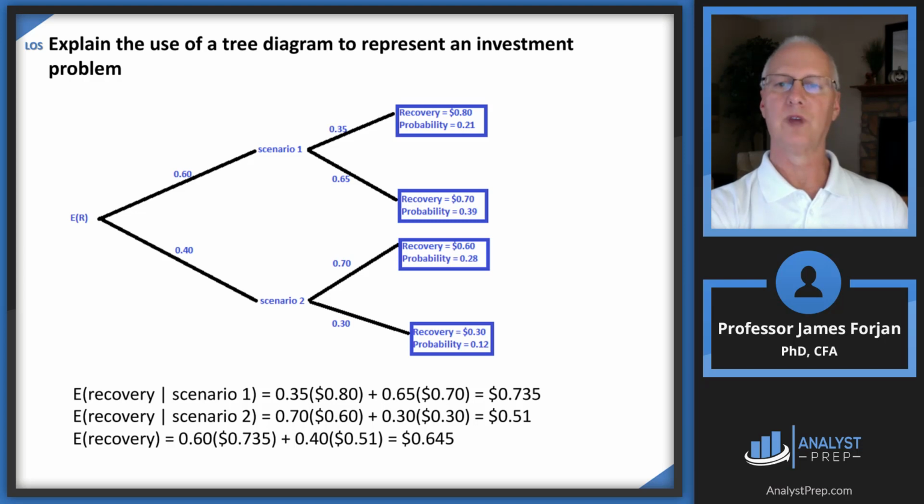All right, so to do this step by step, like the study guide shows you, let's take the 35% times 80 plus the 65% times 70. That gets us to 73.5. And then let's take the 70% probability times 60 cents and the 30% probability times the 30 cents. That gets us to 51. And then we have to weight those. Remember, I was saying this is like a weighted average. We're going to weight those by the 60% and the 40% original probability. So think about that, we're just kind of working backwards. It's kind of like discounting in time value of money. We're working backwards from the future to the present to get 64.5 cents.